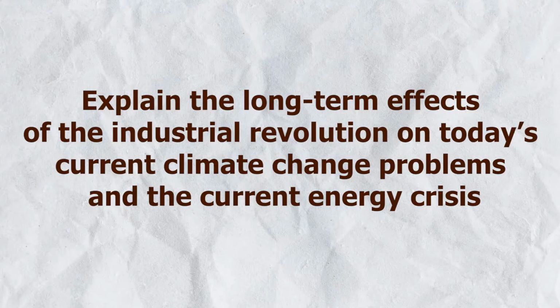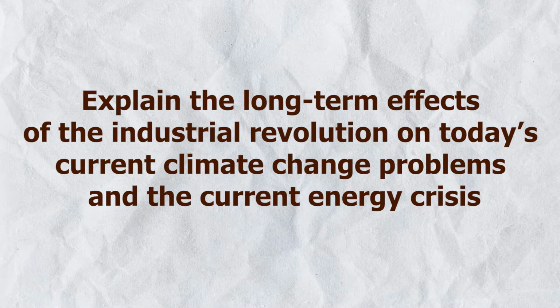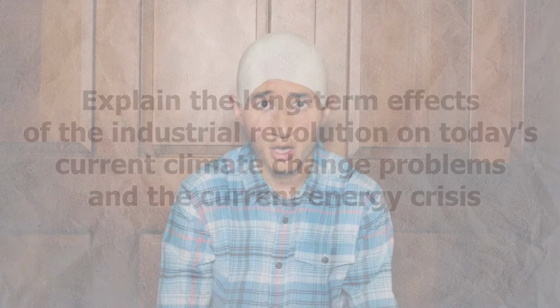Now, in this video, we'll begin Unit 3 of the AP US History curriculum, and the time period we will be considering is 1820 to 1870. And more to the point, in this video, we will be trying to explain the long-term effects of the Industrial Revolution on today's current climate change problems and the current energy crisis, more specifically about today's resource shortages and greenhouse gas emissions. So, if you're ready to get those brain cows milked, let's get to it.